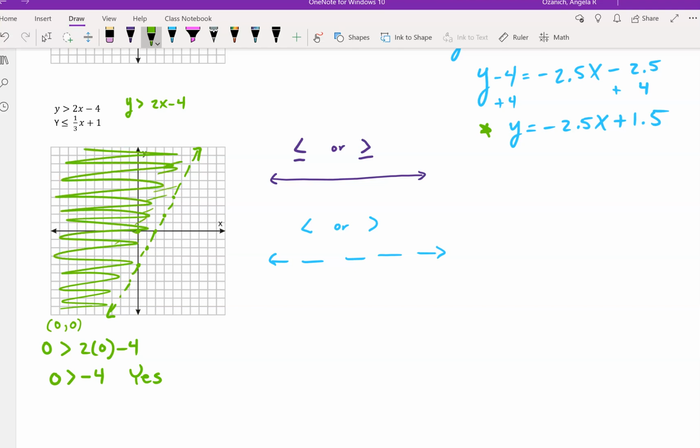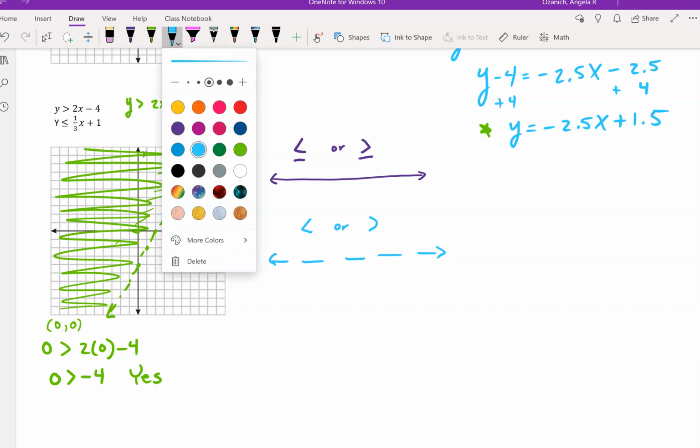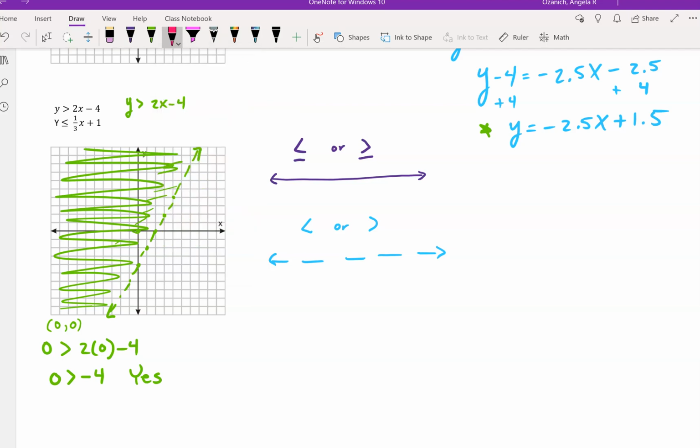And then I'm going to switch up colors. What should we pick? Let's pick this pink color right here. Okay, and I'm going to graph y is less than or equal to 1/3 x plus 1. So I'll go to my 1. I'm going to have a slope of up 1 over 3, 1/3. It also has an equal sign, so I know I'm going to make a solid line, right through those points. Solid, solid, solid.